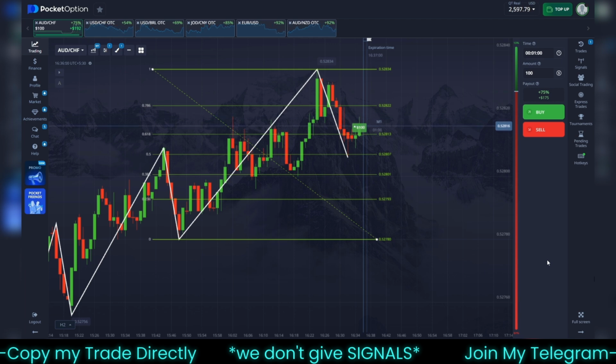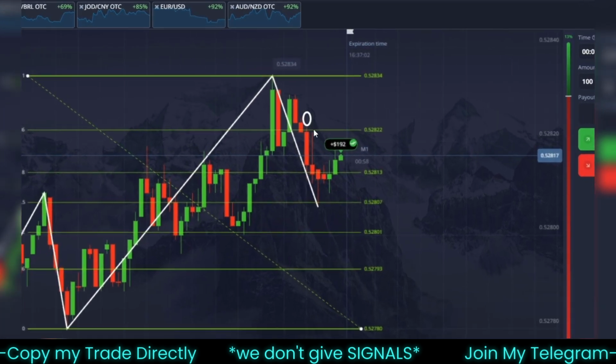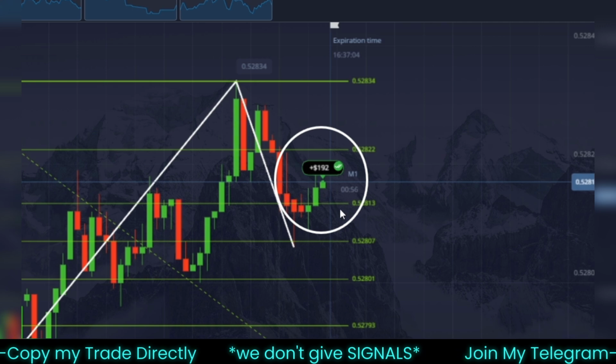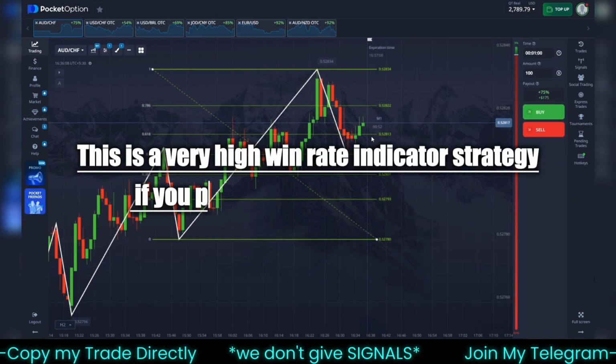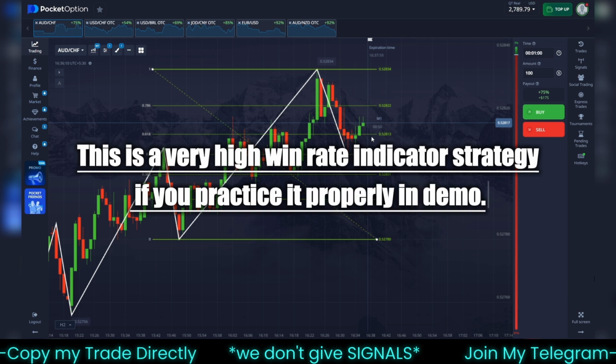Only a few seconds are left for the hour entry to be closed. And you can see, guys, the entry is in our favor, so this is a very high win rate indicator strategy if you practice it properly in demo.